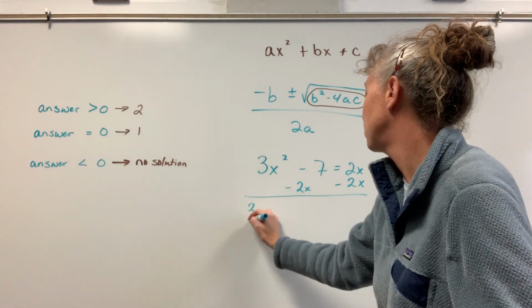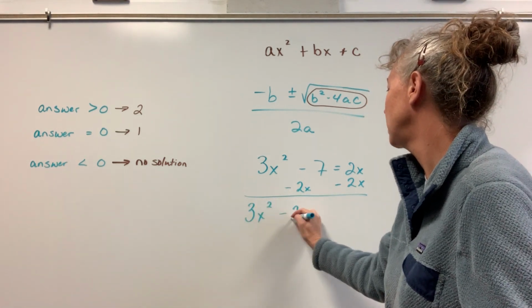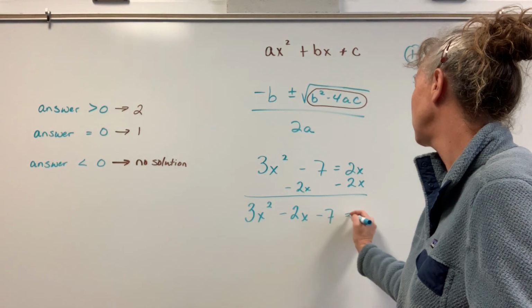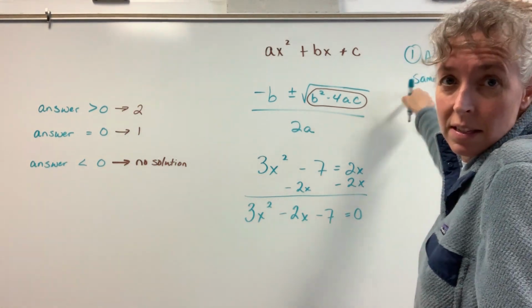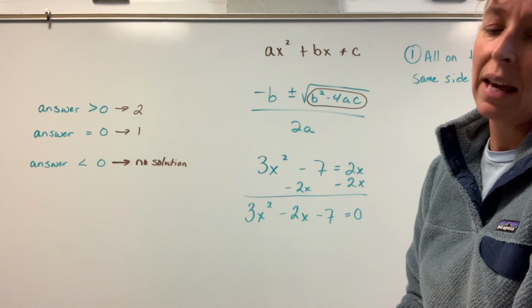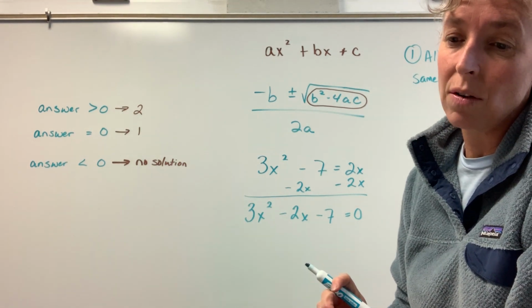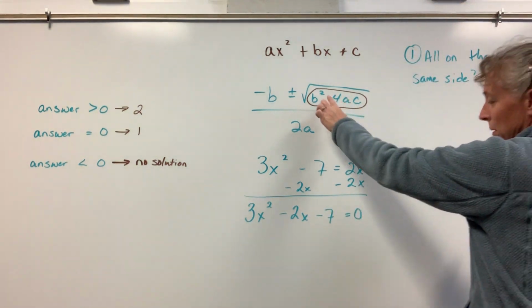And now I'm going to put it in order: 3x squared minus 2x minus 7 equals 0. Now, are they all on the same side? They are all on the same side. So now we can go ahead and do our problem.